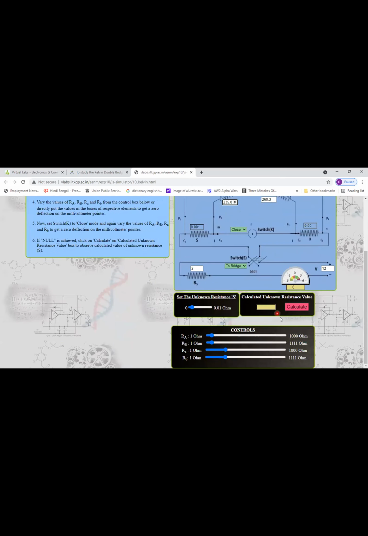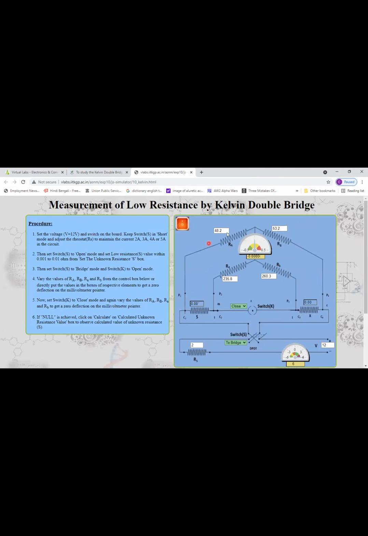Now we have to calculate it. Then we can find the unknown resistance, here depicted as X. This unknown resistance is 0.0090 ohm. Okay, so guys, I think you got this experiment. Now it is your turn. Please do it with your own hand and then show it, just like your previous experiment.